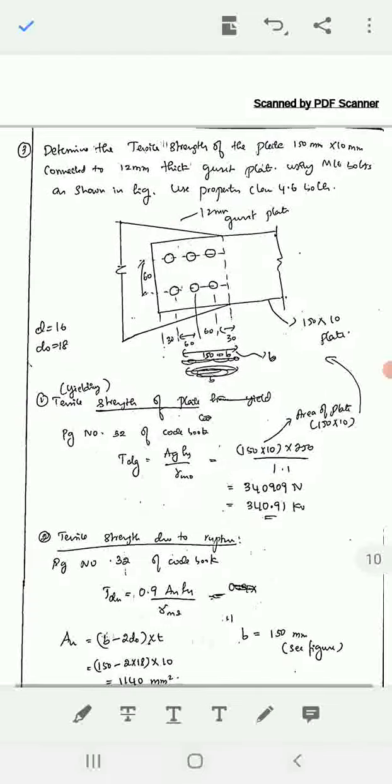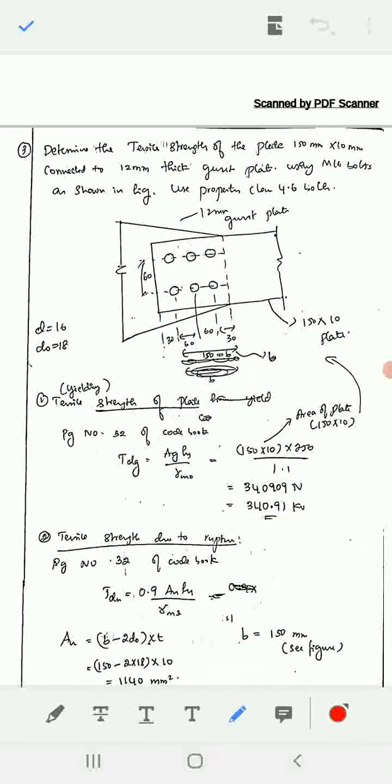One more problem is there in the module 4, that is plate. In terms of angle, they given plate, right? 150 into 10 mm plate connected to it. You have to find out the strength of the plate. So they given the plate 150 into 10 mm. This diagram is given in the question, shown in figure.